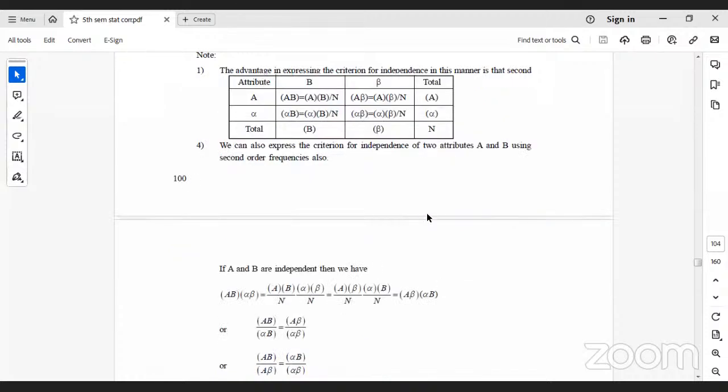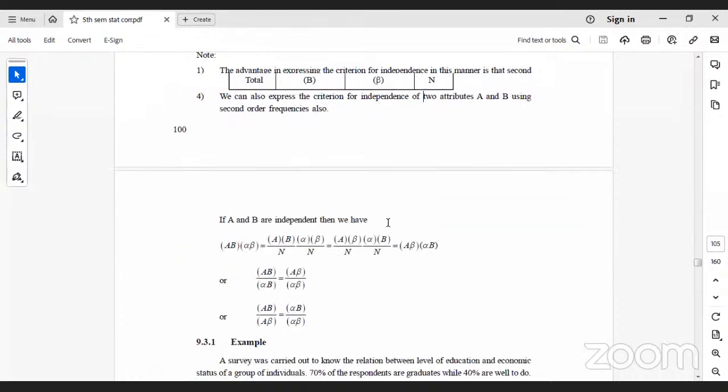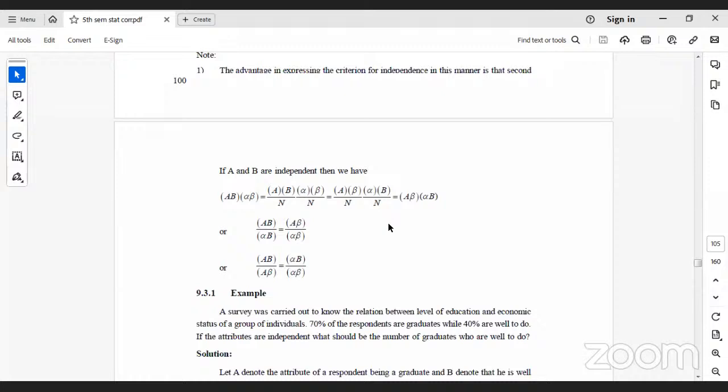What is the formula we are writing here? See here. If A and B are independent, then we have AB, A beta, alpha B, alpha beta: AB by N, A beta by N, alpha B by N, alpha beta by N. We can write it or not? As per the formula, we can write it or not? AB is equal to A B by N and alpha beta is equal to alpha beta by N.